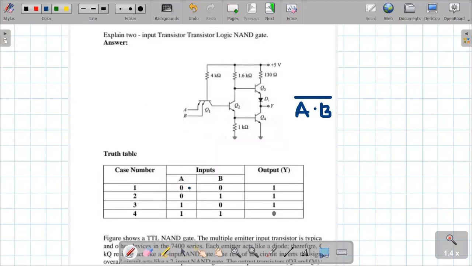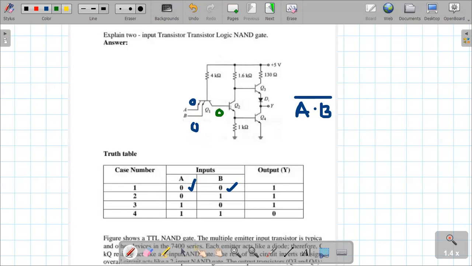Case number one, A equal to 0, B equal to 0. Then here write A equal to 0, B equal to 0. When A equal to 0, this junction will act as forward bias. Therefore, entire voltage will flow towards ground through point A. Same for B, and therefore the collector of transistor Q1 will be 0.